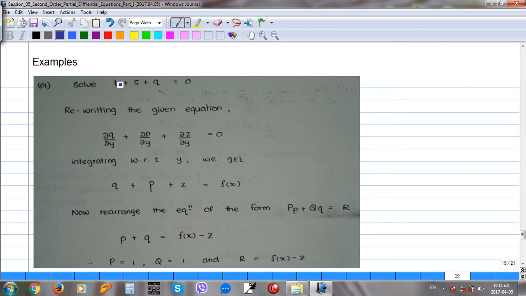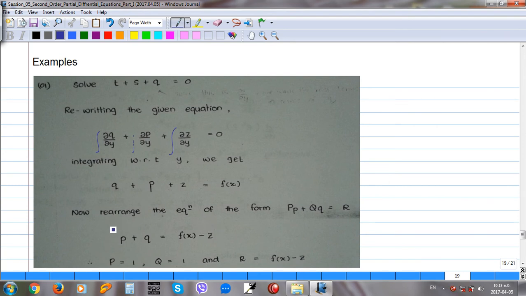Then you know that according to the definition, t equals ∂q/∂y, s equals ∂p/∂y, and also q equals ∂z/∂y equals 0. Then we can integrate this with respect to y. Then what happens? q plus p plus z equals a function f of x, where this is an arbitrary function, right? Now we can rearrange this equation: p plus q equals f of x minus z.